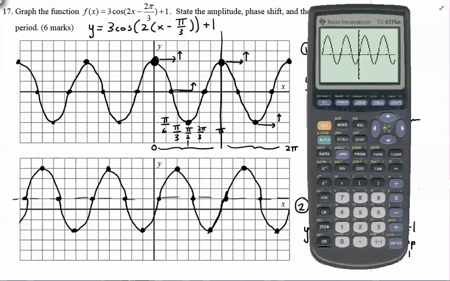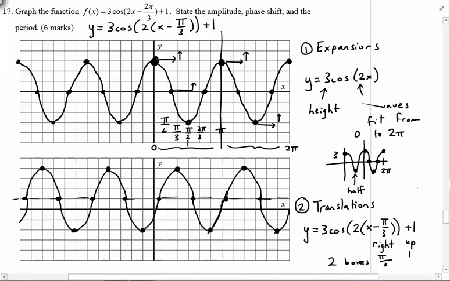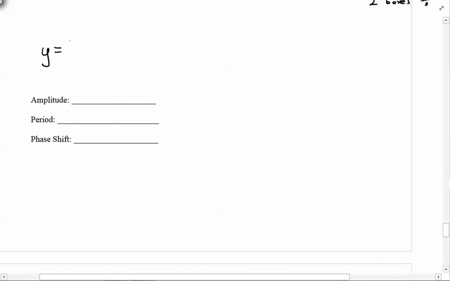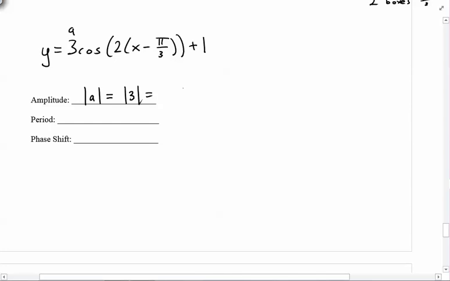So now I want to define the amplitude, period, and phase shift. So going back to my graph, which was 3 cosine (2x minus pi over 3) plus 1. The amplitude is the absolute value of A. It's always positive. So that will be 3. The period has a formula. Period is 2 pi over b. So here b is 2. So 2 pi divided by 2 gives me a period of pi.